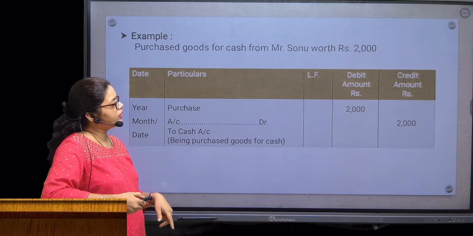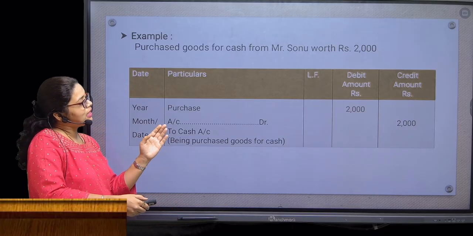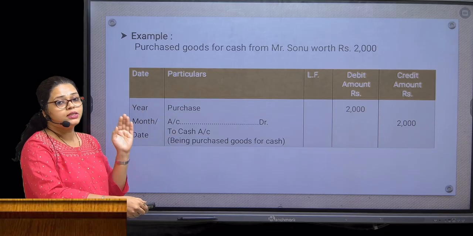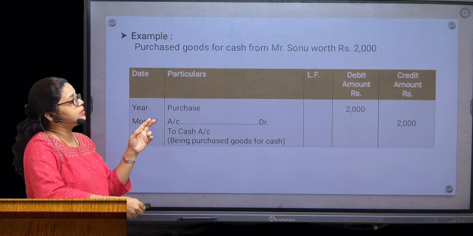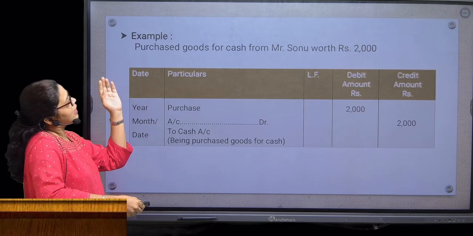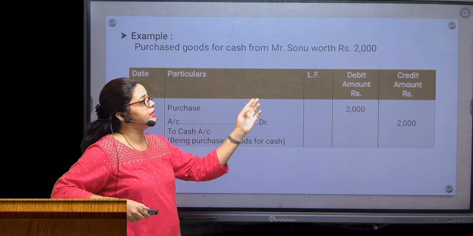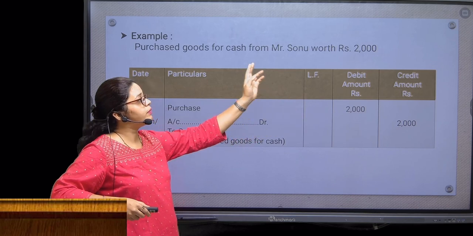So let us go with the next slide. So this is an example where we can first see the journal entry to record a simple transaction, or a simple journal entry, we can say. So the example is: purchase goods for cash from Sonu worth rupees 2000. So this is my entry.